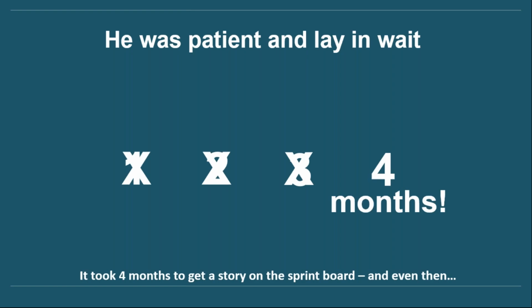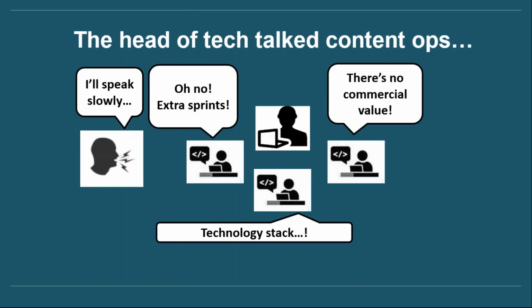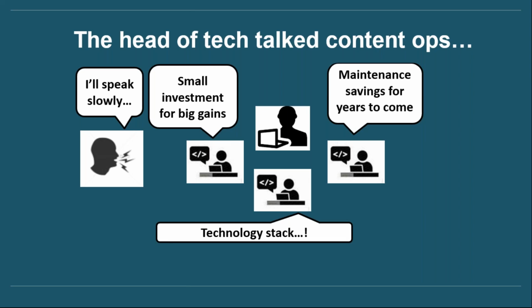And even then, they were resistant. So the head of tech came and talked about ContentOps. And he said, look, I'm going to explain this to you very slowly. Never mind the extra sprints, because that's a very small investment for some very big gains. And it means that the maintenance of the content is going to cost us the most money.